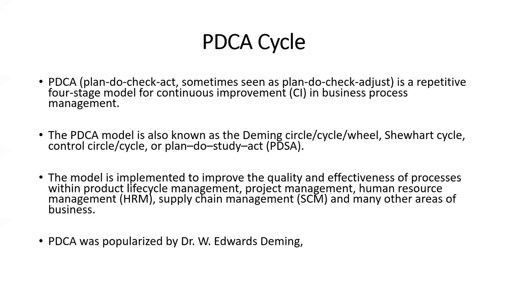It is a repetitive four-stage model for continuous improvement (CI) in business process management. In business process management, you have to improve on a continuous basis. So here the four-stage model, PDCA, meaning plan, do, check, act or adjust, is followed. The PDCA model is also known as the Deming circle or cycle, the Shewhart cycle, control cycle, or plan, do, check, act cycle.